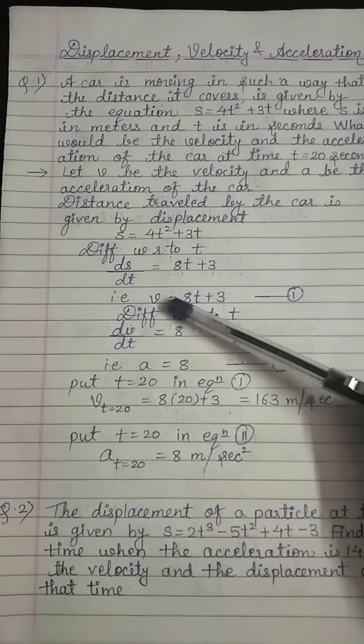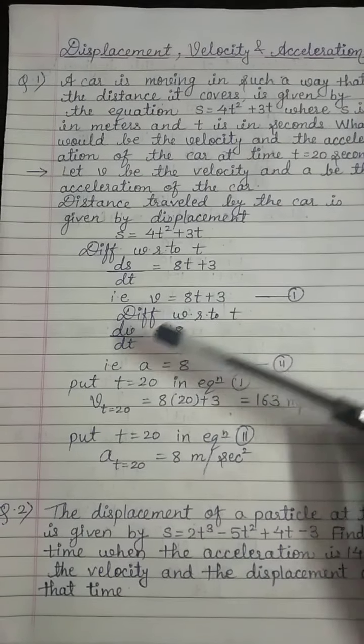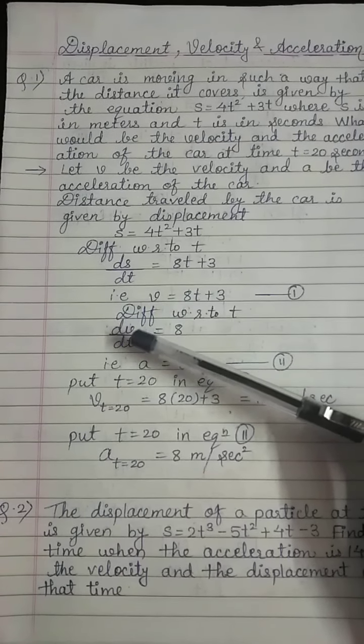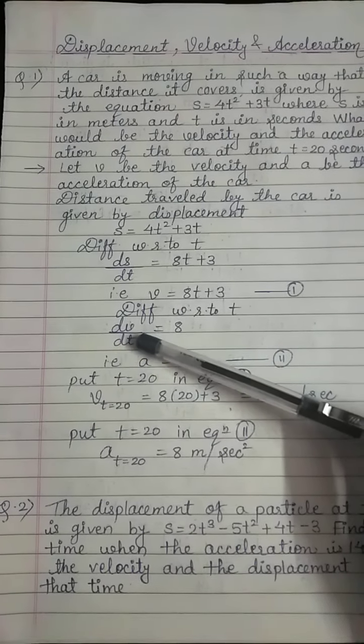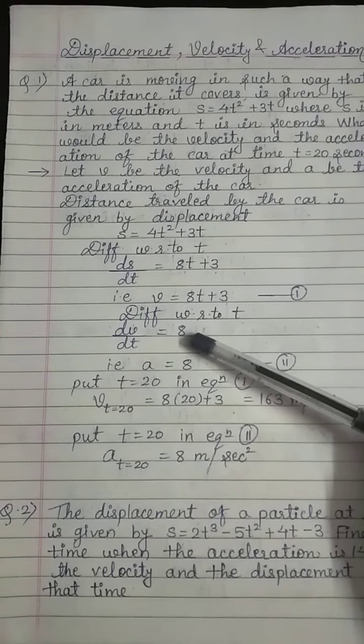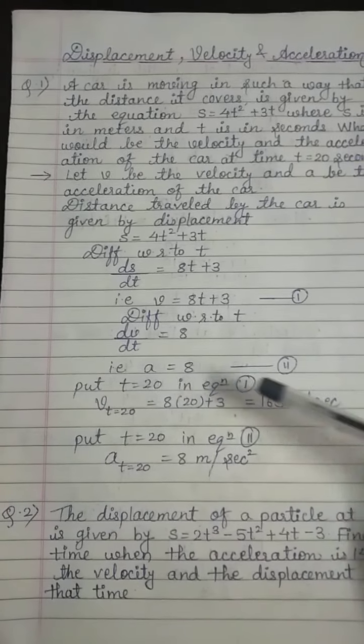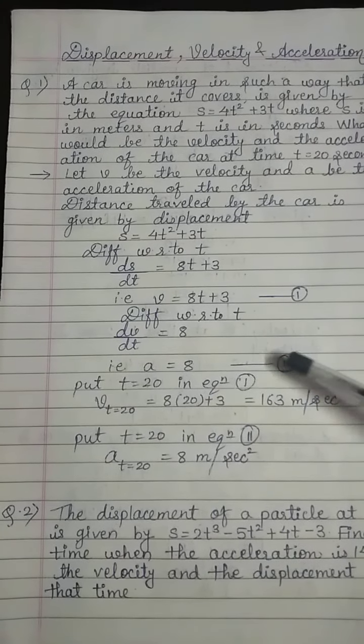Now again we differentiate this with respect to t, that is rate of change of velocity with respect to time, means acceleration, and that is equal to 8. So a = 8. We call this as equation number 2.